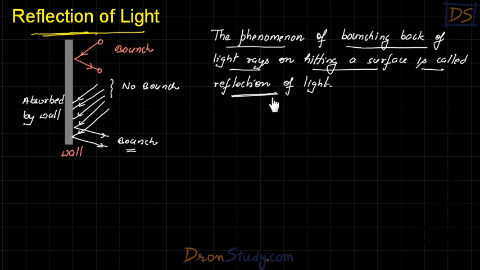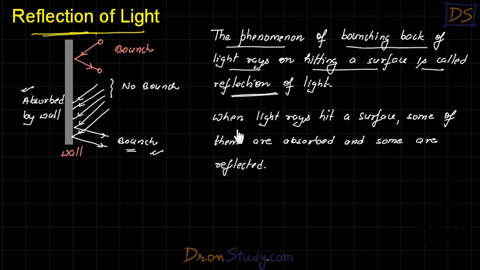Right, students? So you would have definitely understood what is meant by reflection of light. And another thing which you would have understood is that when light rays hit a surface, some of them are absorbed and some of them are reflected.